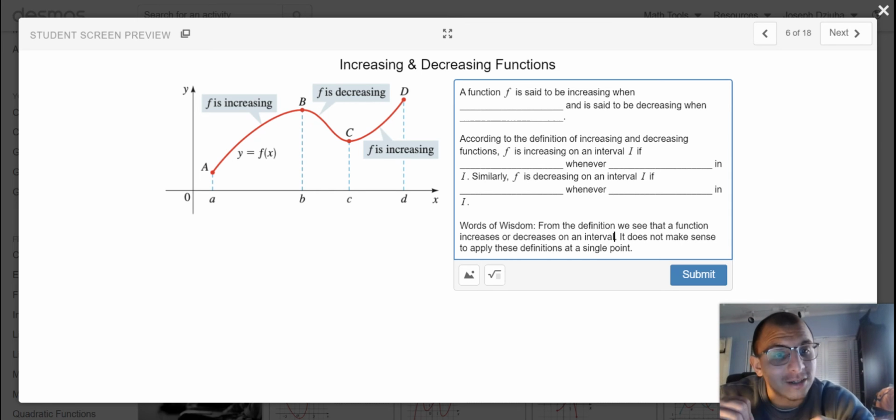Your location, which can be thought of as a single point, cannot infer increasing or decreasing behavior. It's constant, stagnant, it's a point. When things are increasing or decreasing, that's over a period of space or a period of time.